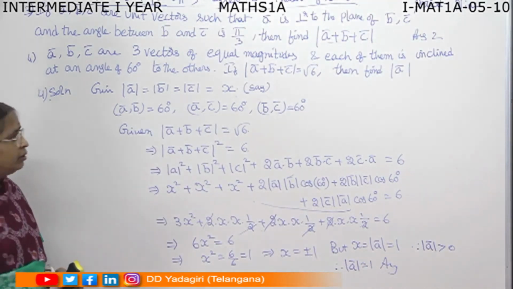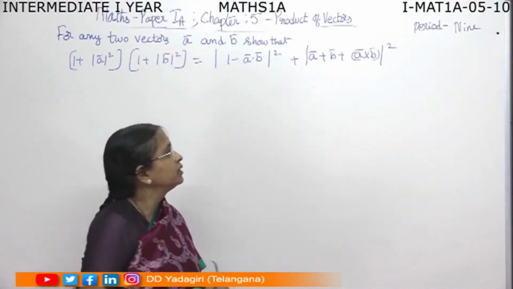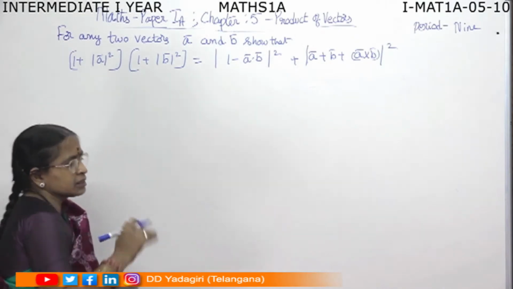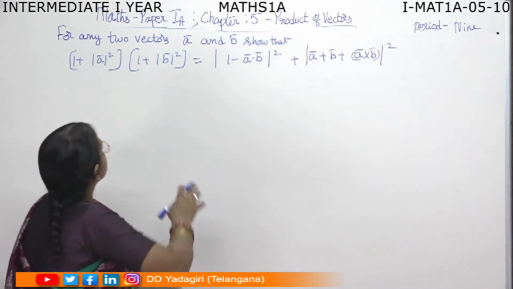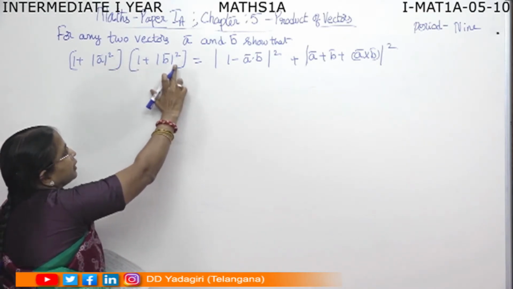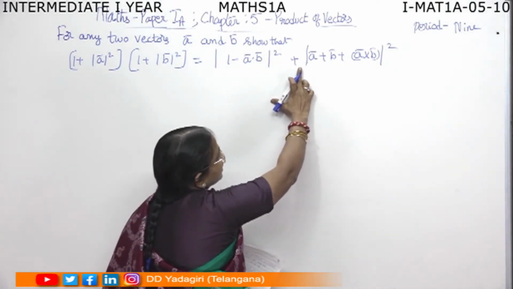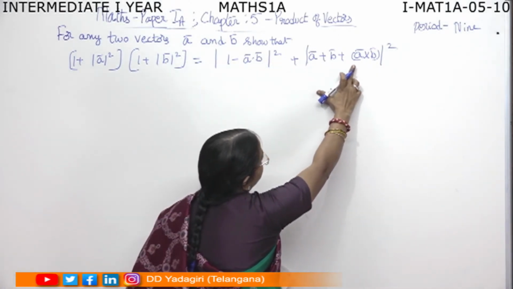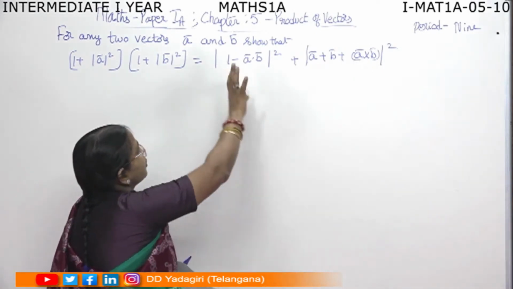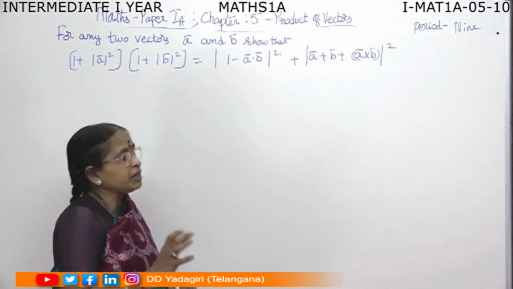So like this we'll do. Now we'll continue with the next problem. Okay, next problem. This is again a very, very important problem. For any two vectors, A and B are any two vectors, show that 1 plus mod A whole square into 1 plus mod B whole square is equal to 1 minus A dot B whole square plus mod of A plus B plus A cross B whole square. When you look at the problem, it looks very complicated, but it is very simple.